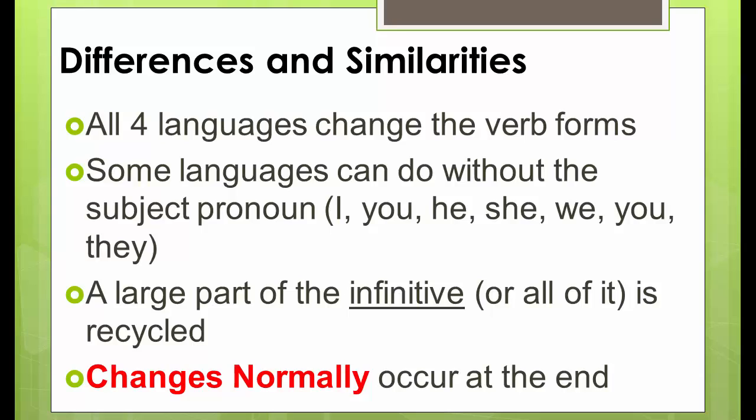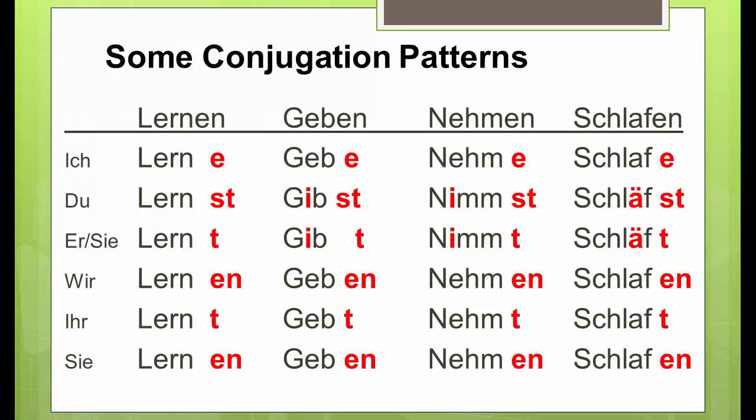Now let's have a look at German conjugation patterns. We have here 4 verbs: lernen, to learn; geben, to give; nehmen, to take; schlafen, to sleep. You have the subject pronouns on the left side: ich, du; er, sie; wir, ihr; and sie. Try to find the pattern.